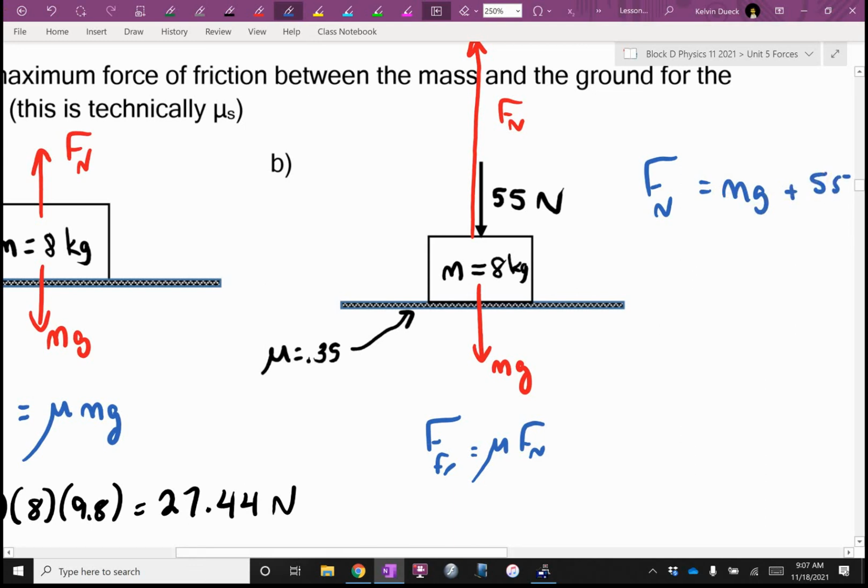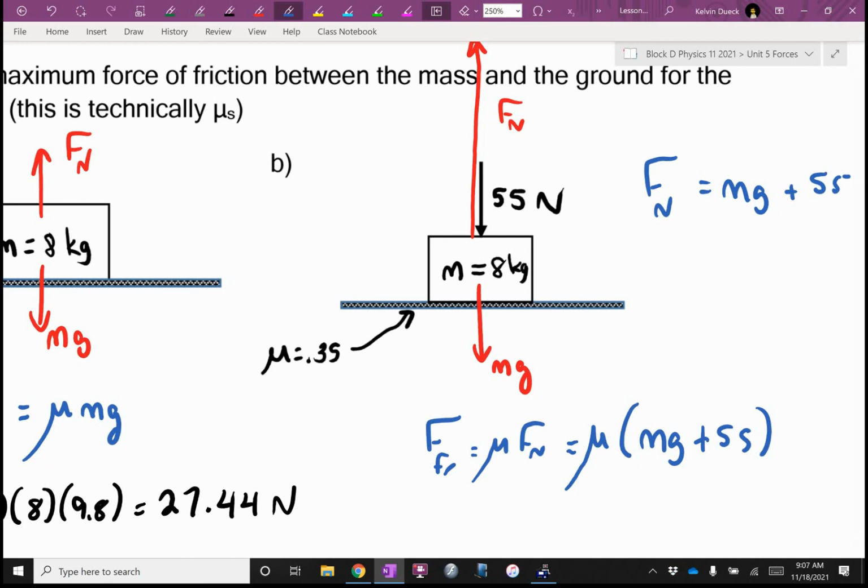That's the normal force. It's whatever that, oh, you know what? I'm lazy. Look up. Mu times, in brackets, the normal force. That's the expression for friction in this situation. It's going to be bigger because someone's pushing down on this object.